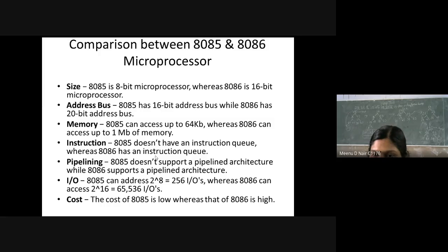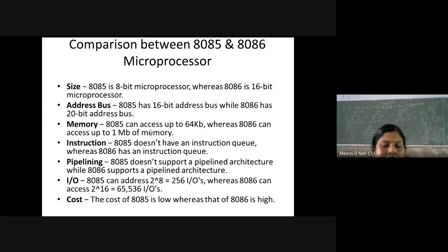Alright. Now we will see the difference between 8085 and 8086, which you also have to remember. For size, 8085 is an 8-bit processor, that you know, and 8086 is a 16-bit processor. The address bus in 8085 has 16 bits, where A0 to A7 serve as both data bus and address bus, and A8 to A15 serve only as address bus. That's what we have seen in 8085. So there is a 16-bit address bus in 8085 and a 20-bit address bus in 8086.